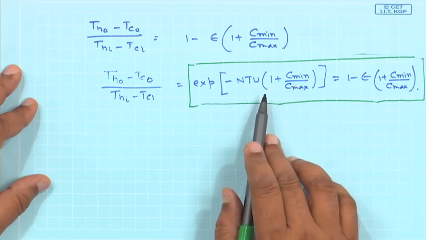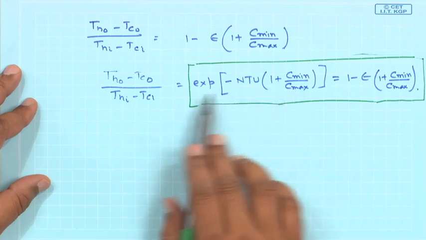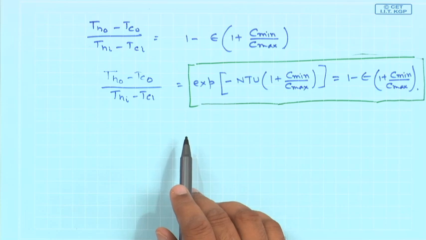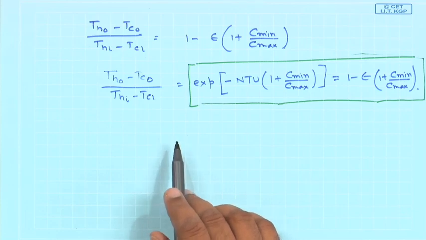So, this is the beauty of the epsilon NTU method, starting with a simple definition of epsilon, and applying it for the case of a parallel flow heat exchanger, 1-1 heat exchanger, in which C minimum is taken to be equal to CH. By making simple statements, heat balance, definition of epsilon, definition of NTU, we have arrived at an expression that contains only epsilon and NTU. And what is NTU? NTU contains the overall heat transfer coefficient U.